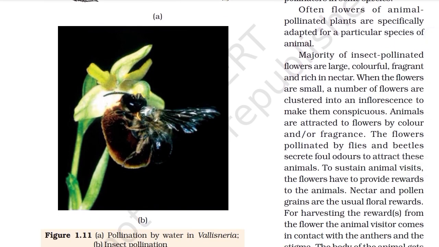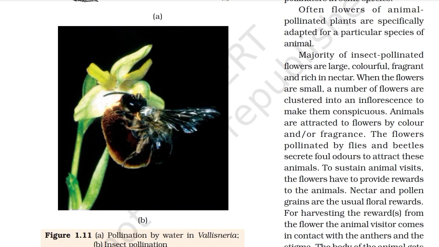Often flowers of animal-pollinated plants are specially adapted for a particular species of animal. Majority of insect-pollinated flowers are large, colorful, fragrant, and rich in nectar. When the flowers are small, a number of flowers are clustered into an inflorescence to make them conspicuous. Animals are attracted to flowers by color and/or fragrance. The flowers pollinated by flies and beetles secrete foul odors to attract these animals.